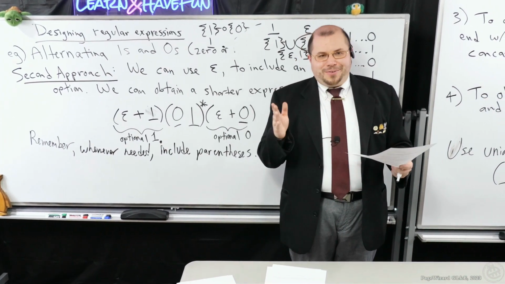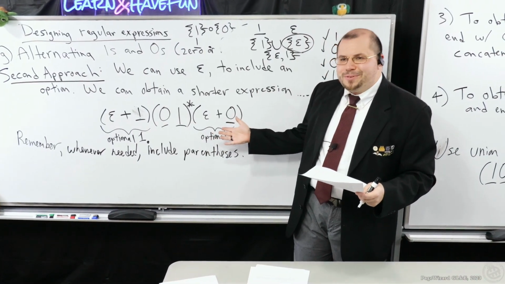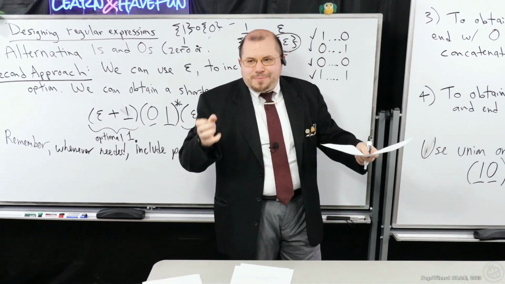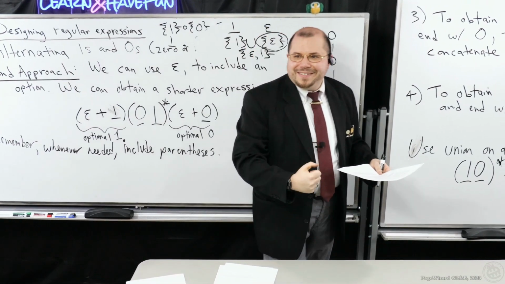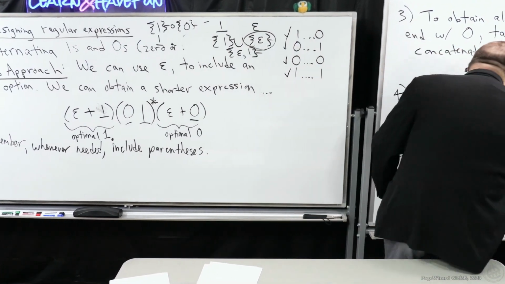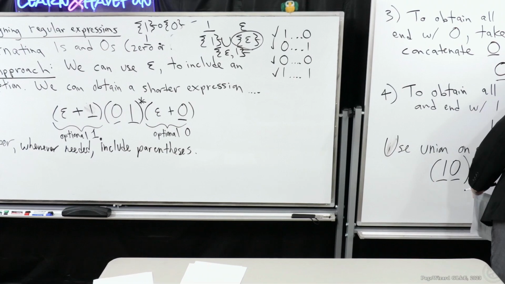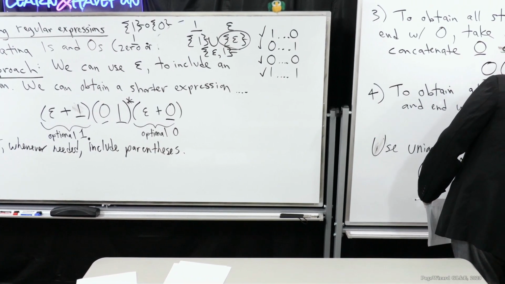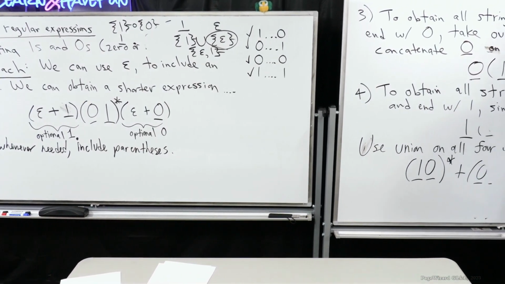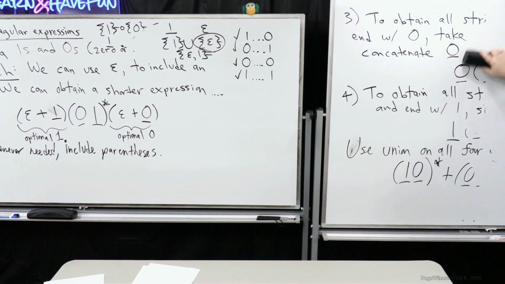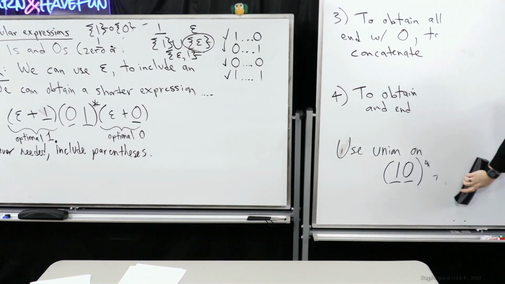But are there any questions? Any questions about this example? I think we have a pretty good grasp on this one. But yeah, epsilon is your best friend. It gives us some options. It's all about how that union operates.